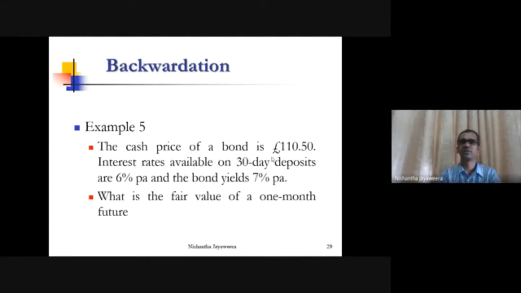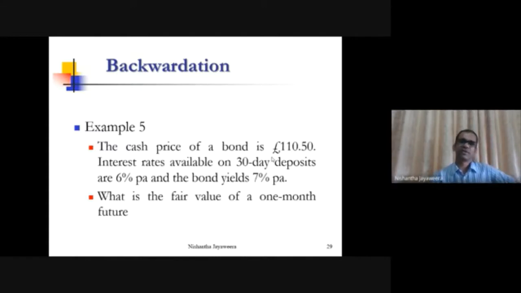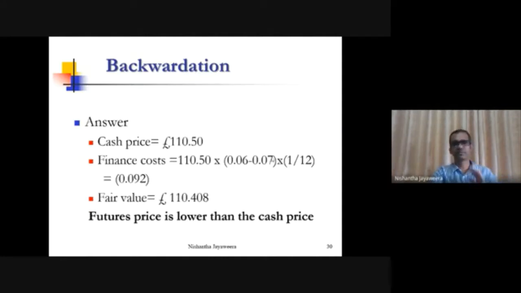The cash price of a bond is 110.50. Interest rate available on 30-day deposits is 6% per annum, and the bond yield is 7% per annum. So what is the fair value of a 1 month future? Again you do the same calculation. So I just net it here without calculating these two in a different manner.